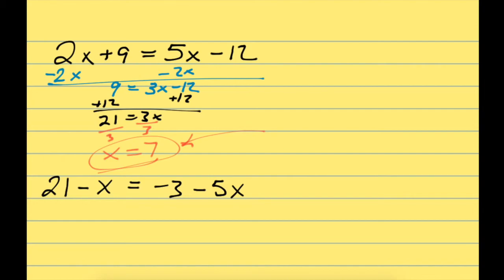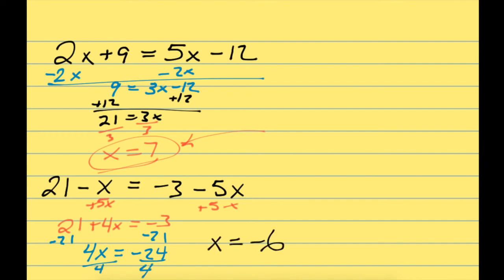For this one down here, I'm going to add 5x to both sides. That gives me 21 plus 4x equals negative 3. I'll subtract that 21 from both sides, which gives me 4x equals negative 24. And dividing by 4 gives me x equal to negative 6. Again, you might have taken some different steps to get there, but as long as you arrived at this answer, then you did well.